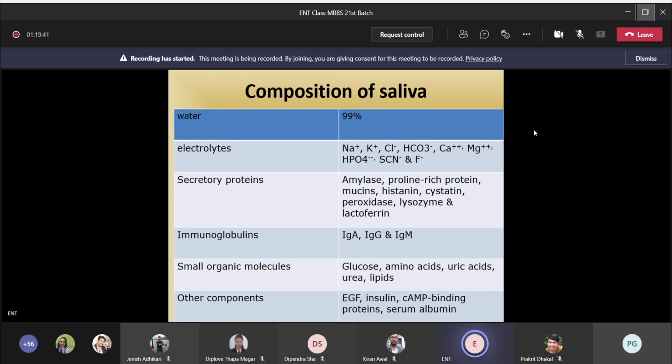And immunoglobulins: immunoglobulin A, IgG, and IgM. These three immunoglobulins are found in the saliva. So another MCQ can come here, asking which immunoglobulins are present in the saliva and which are not. Small organic molecules like glucose, amino acids, uric acid, urea, and lipids are found in the saliva. Other components, insulin, cyclic AMP binding proteins, epithelial growth factor, and serum albumin, are found in the saliva.